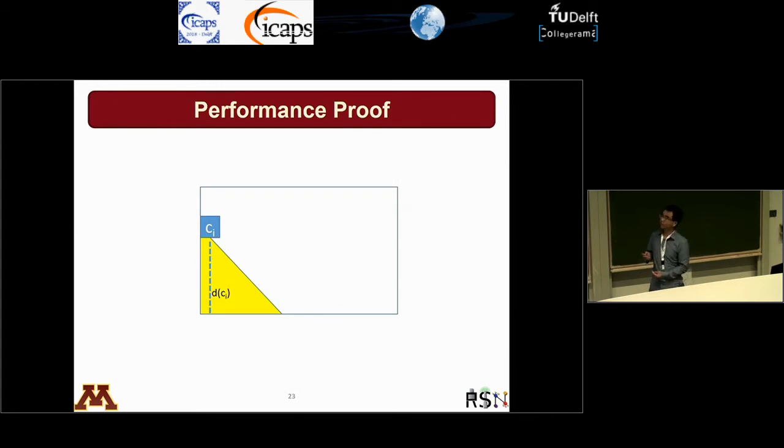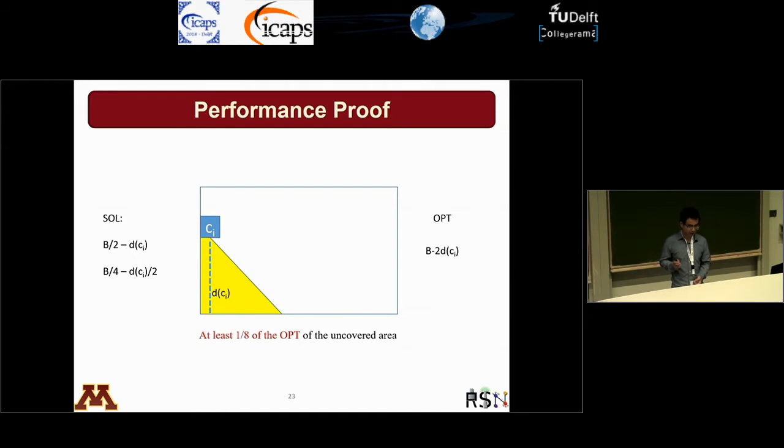So let's quickly go through the performance proof of this algorithm. We show that each pass in our solution can newly cover this number of cells in a partially covered area. But on the right side, we also show that for the optimal solution, each new pass can only cover this number of cells. If we compare these two numbers, we can find that our solution can cover at least 1/8 of what optimal can do in the remaining uncovered area. So this will imply a log approximation to this.